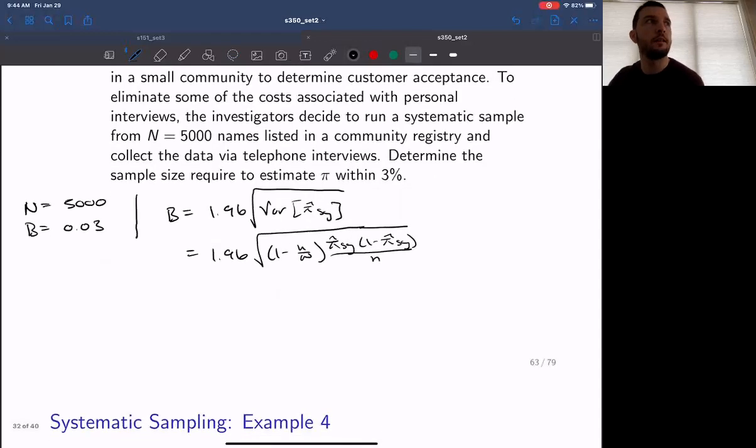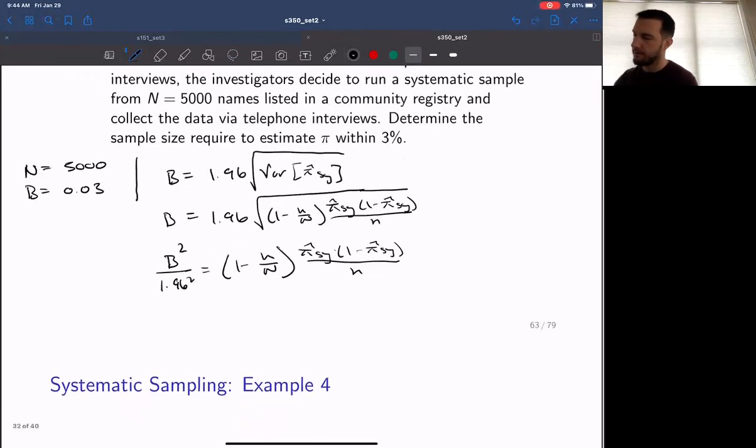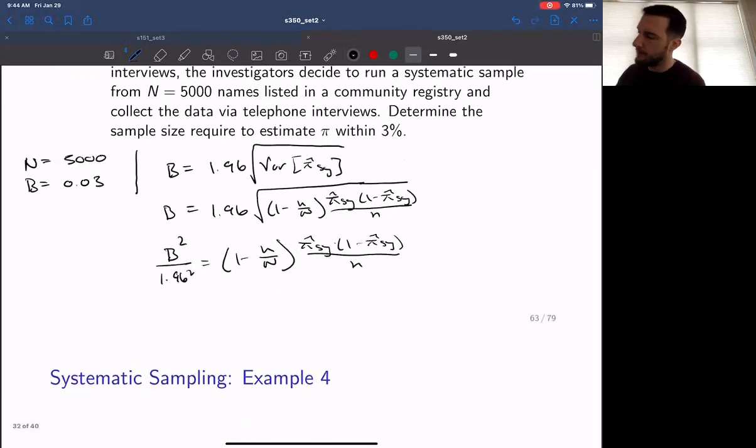Okay, so this, via some manipulation, we can show that we'll end up with the following. So b squared over 1.96 squared equals (1 minus little n over capital N) times pi hat sy (1 minus pi hat sy) over little n. Actually, yeah, that's fine.